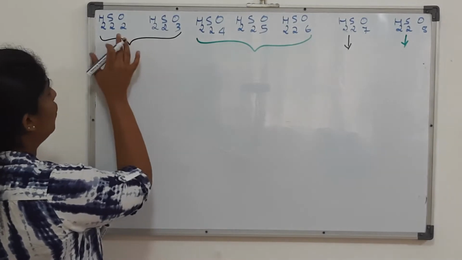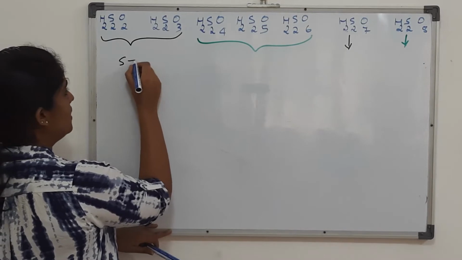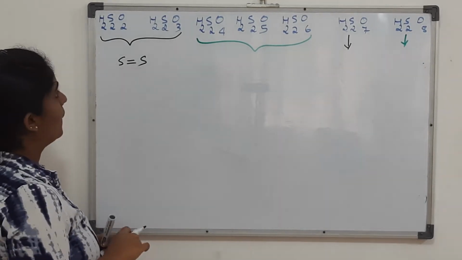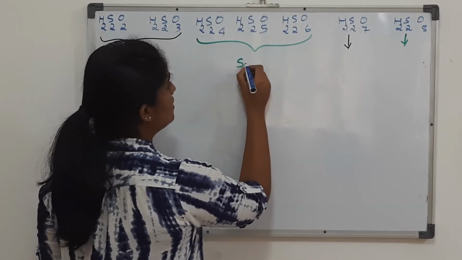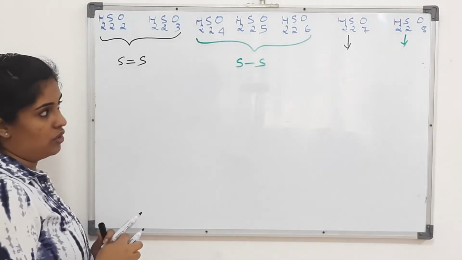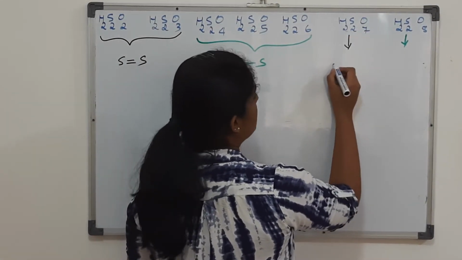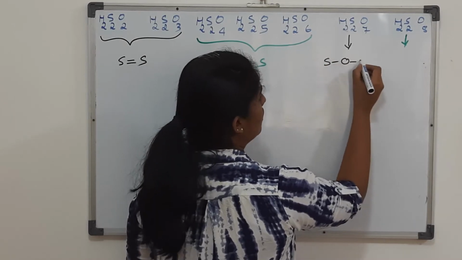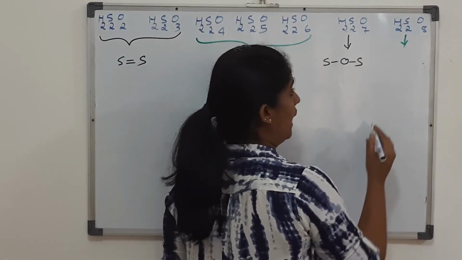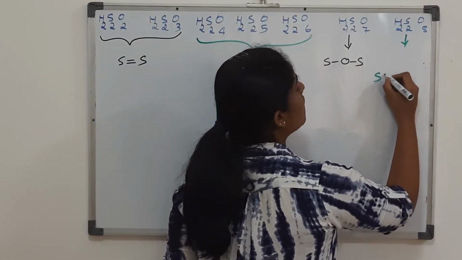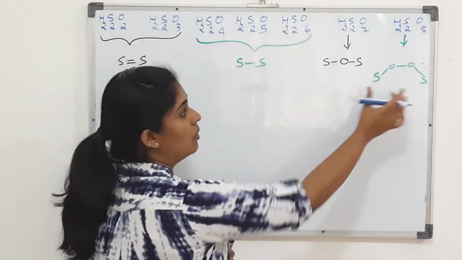The first set, S2O2 and O3, have an S=S bond in their structure. Then O4, O5, O6 have an S-S single bond in their structure. Then H2S2O7 has an S-O-S bond in its structure. And finally, H2S2O8 has an S-O-O-S bond in the structure.